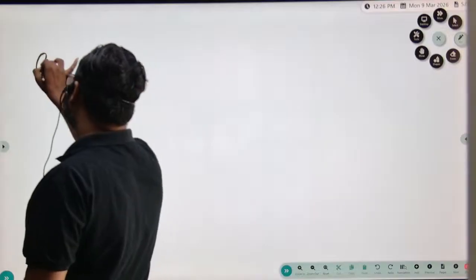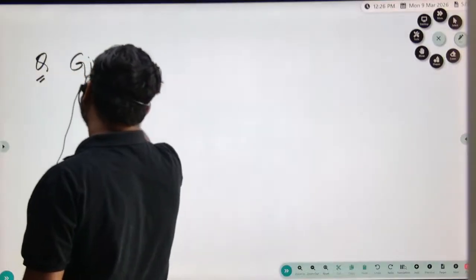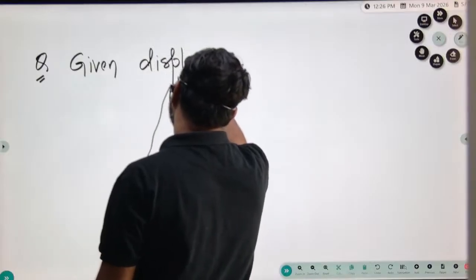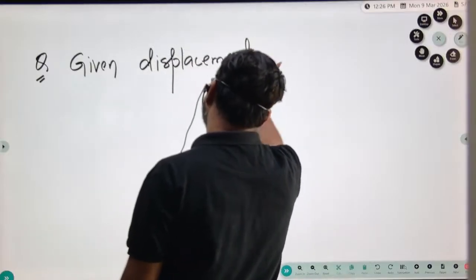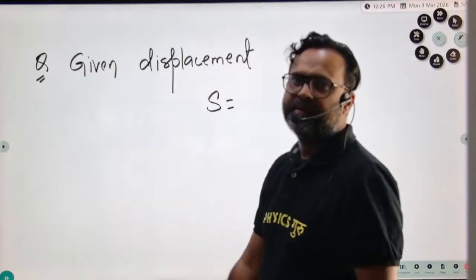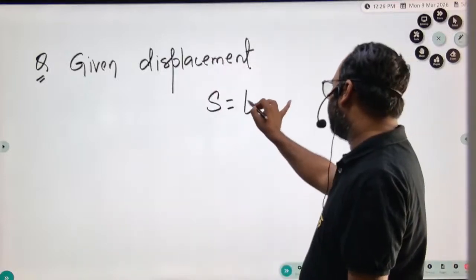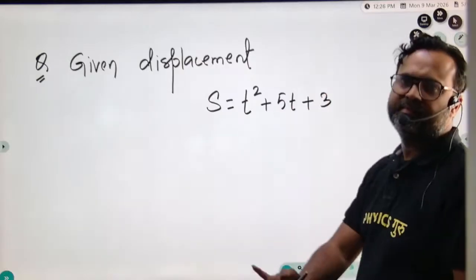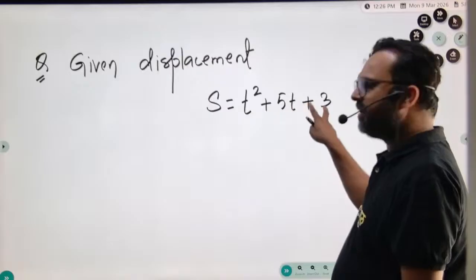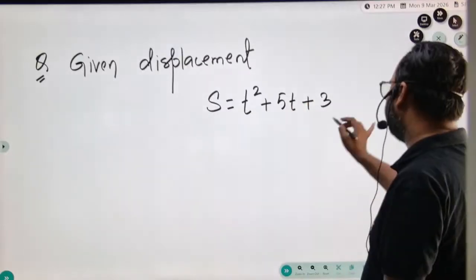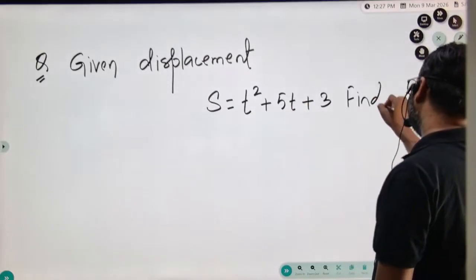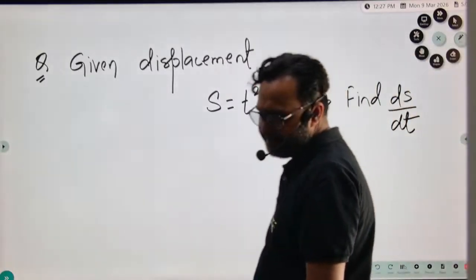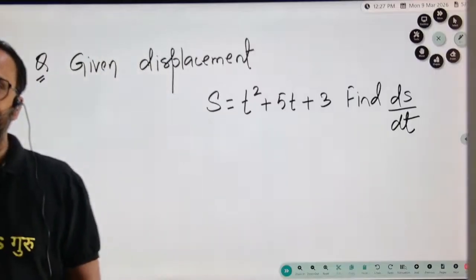Write the question. Given displacement S is equal to t square plus 5t plus 3. Find ds over dt.